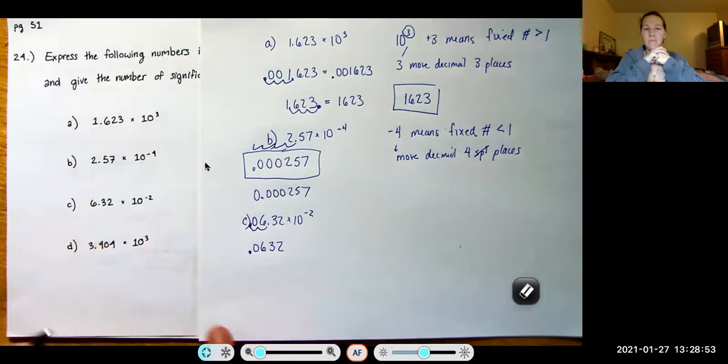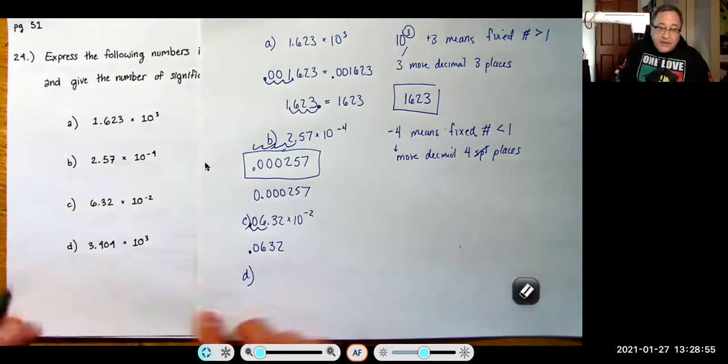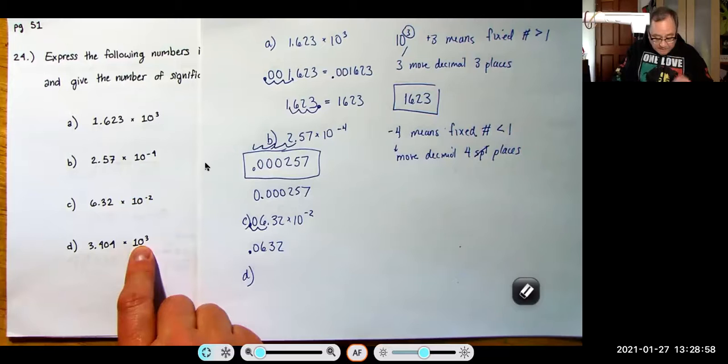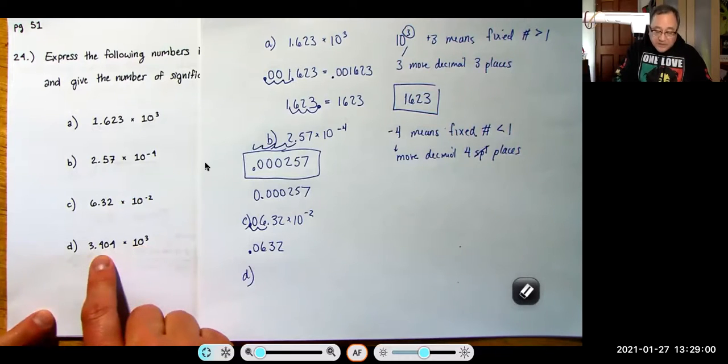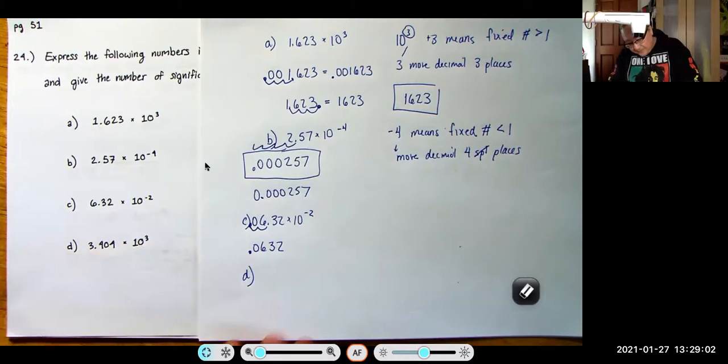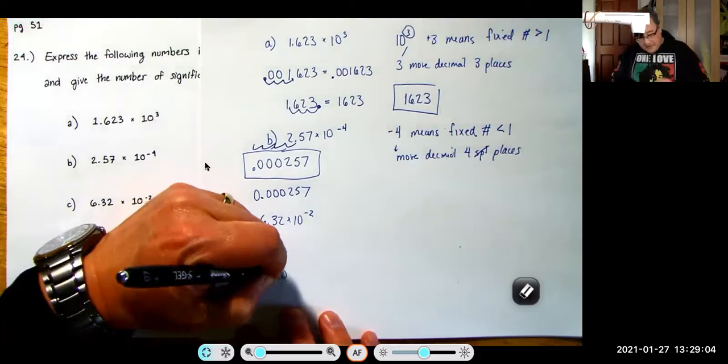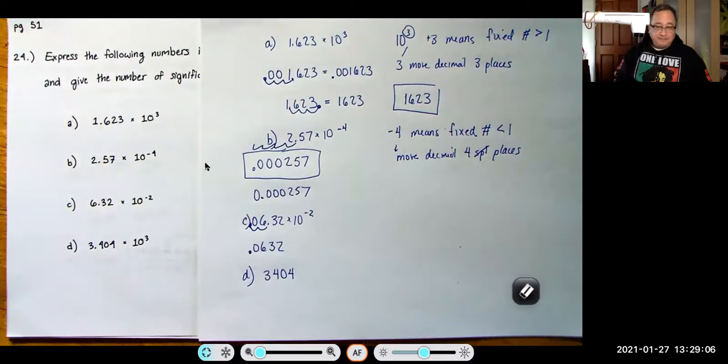Okay. And for D, because that's a 3, and by default a positive 3, I need to make this bigger, so I'm going to move the decimal over 3 places. And I'm going to get 3404.